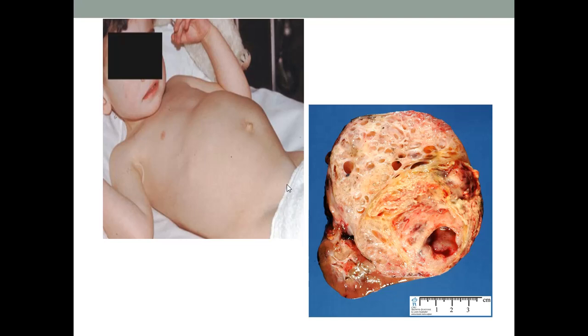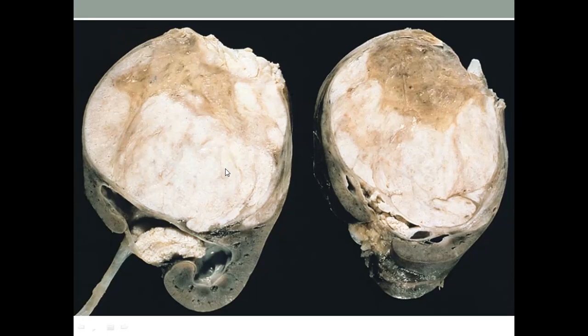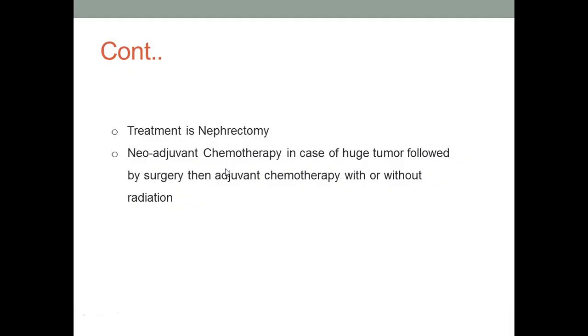You can see here it can usually present like a big bulge, a huge tumor. This is one of the cut sections. Treatment is nephrectomy, but a better option is neoadjuvant chemotherapy if the tumor is big, followed by surgery and then chemotherapy. Surprisingly, childhood tumors are more chemosensitive in contrast to adulthood tumors, which are chemoresistant.